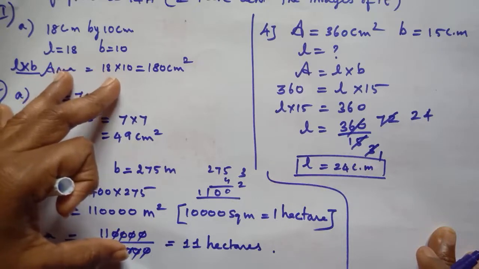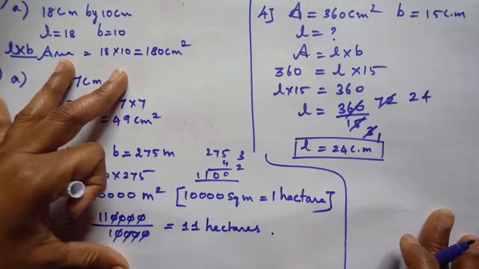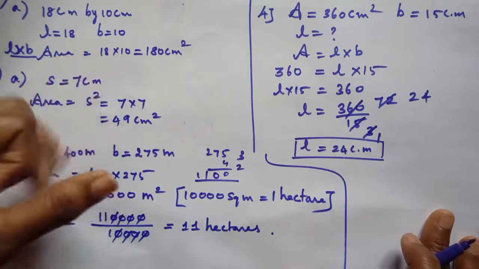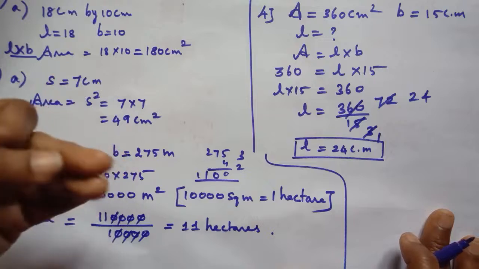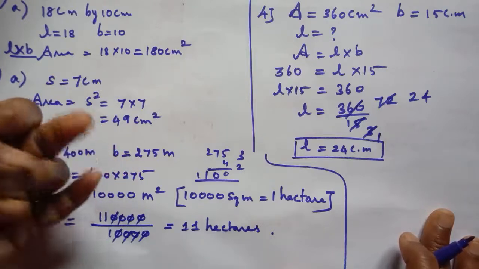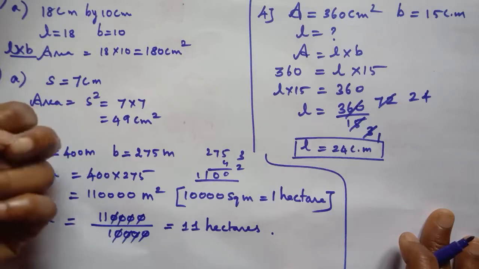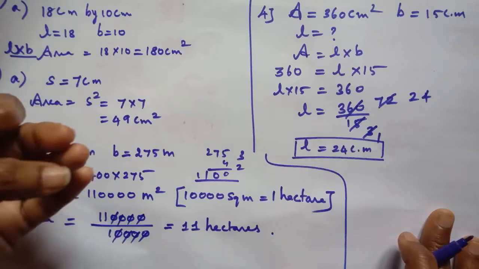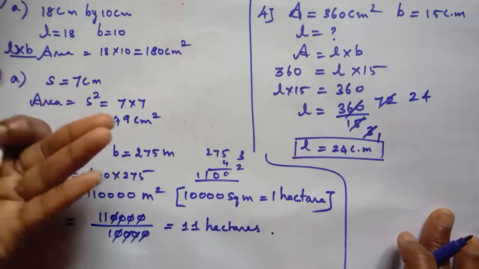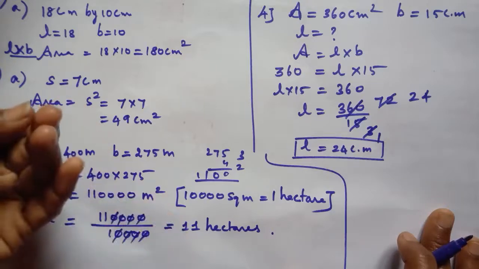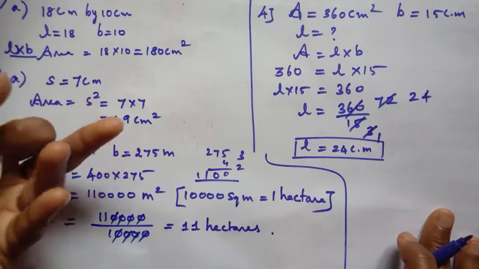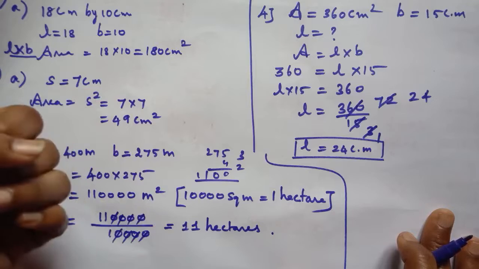Then fifth question. Let's move to the fifth question. Find the perimeter of a square whose area is given. So here we are given the area. Using the area, we have to find the perimeter. How do you find the perimeter? First, you should find the side or length. If a square is given, then you should find the side. If a rectangle is given, then you should find the length and breadth. Is it clear?